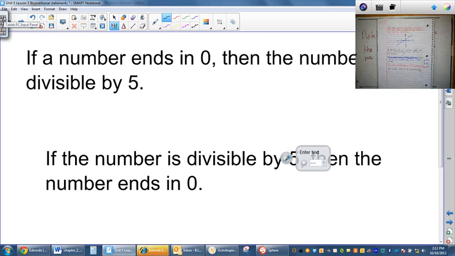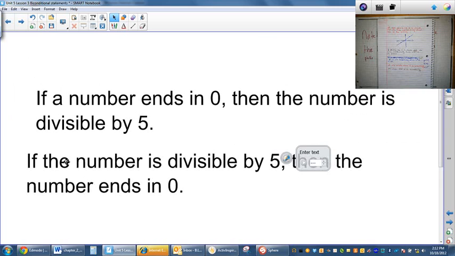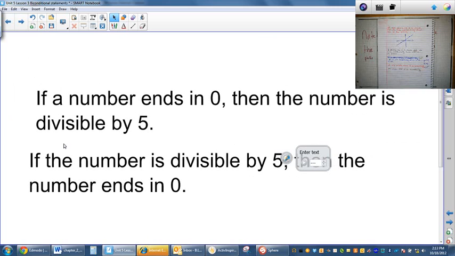I need about 30 seconds of your time to chat with you here at the end of class. So here's an example of a statement and a concept. The statement: if a number ends in 0, the number is divisible by 5. That is a true statement. The other statement is false. This cannot be written as a biconditional statement.